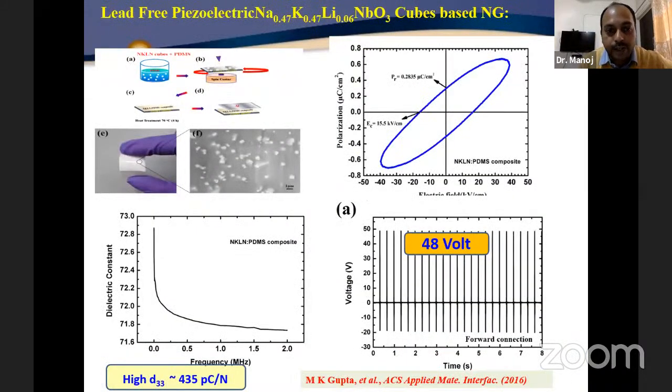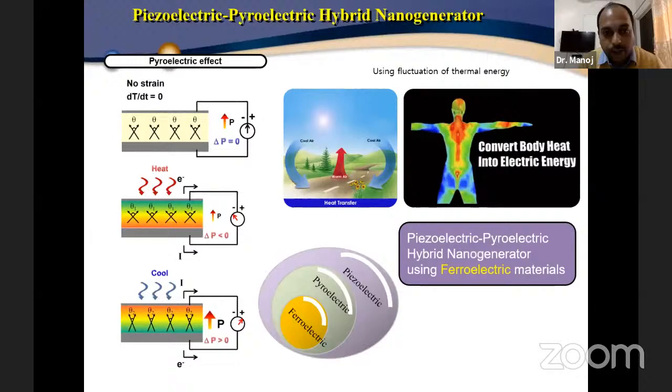Since the time is very limited, we have a lot of opportunity to play with the materials. With high d33 value, high dielectric value, and high polarization, we can successfully convert these nano powders into devices. Like sodium potassium niobate, we developed devices with up to 48 volt. And not only the device performance, but the science behind it, how it is affected by defects and electric polarization, we have addressed.